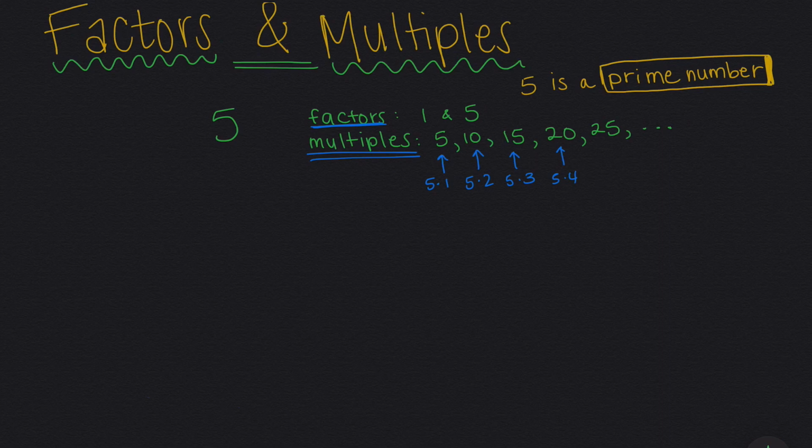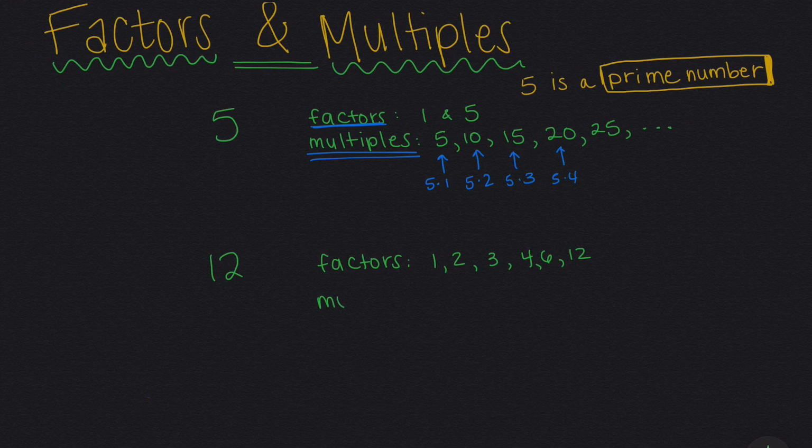Let's consider the number 12. The factors of 12 are the numbers you can divide 12 by, or the numbers that you can multiply to get 12. For example, 1 and 12, or 2 and 6, or 3 times 4. So these would be the factors of 12: 1, 2, 3, 4, 6, and 12.